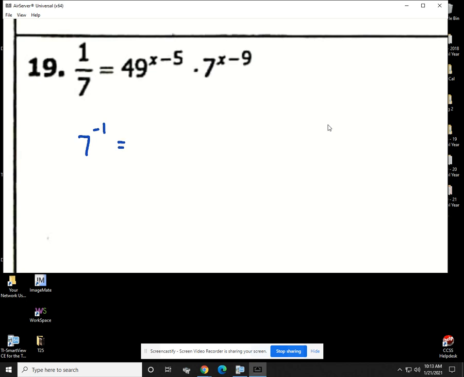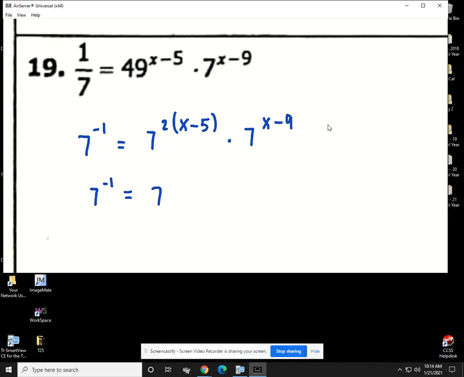Go over here to the right side. How do we make that 49 a 7? 7 squared. And then this 7's already good. Don't mess with it. It's already 7. Don't try to change something that doesn't need to be changed. Okay, on the left side, can I simplify anything? No, it's good. On the right side, though, since we have 2 7s, let's combine them to be 1 7.